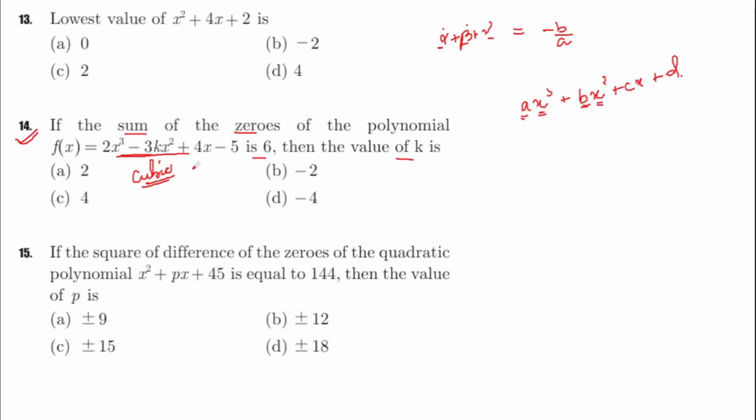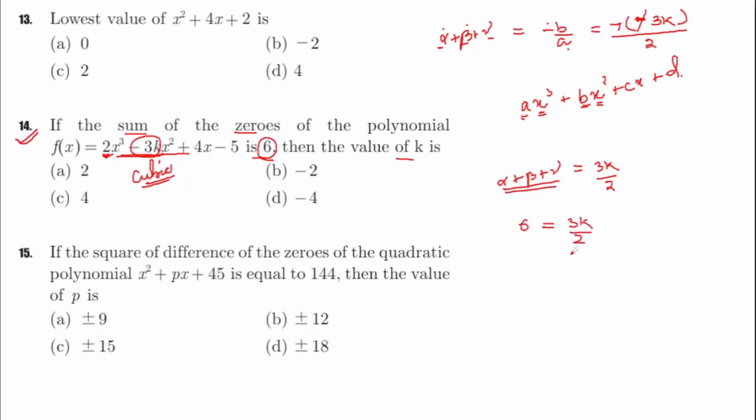Now a is the coefficient of x cube, whereas b is the coefficient of x square. So if you look at this, the coefficient of x square, that is b, is minus 3k. Now in place of b, let's put minus 3k, with the minus sign in front, divided by the value of a, which is clearly given here, that is 2. Now alpha plus beta plus gamma gives you minus minus, which will get cancelled, and that will give you 3k by 2. Now according to the question, the sum of the zeros is 6. So in place of the sum of the zeros, I can write 6. Now this is equal to 3k by 2.